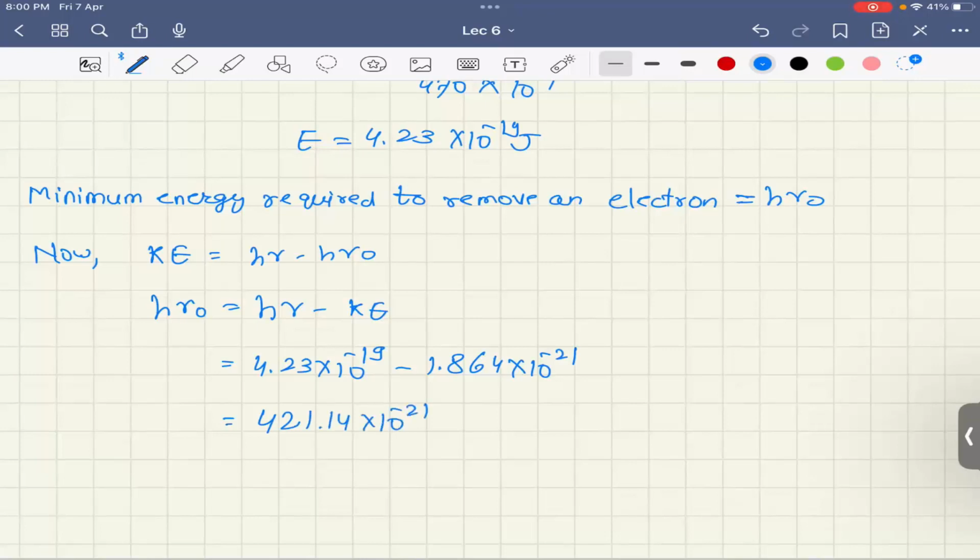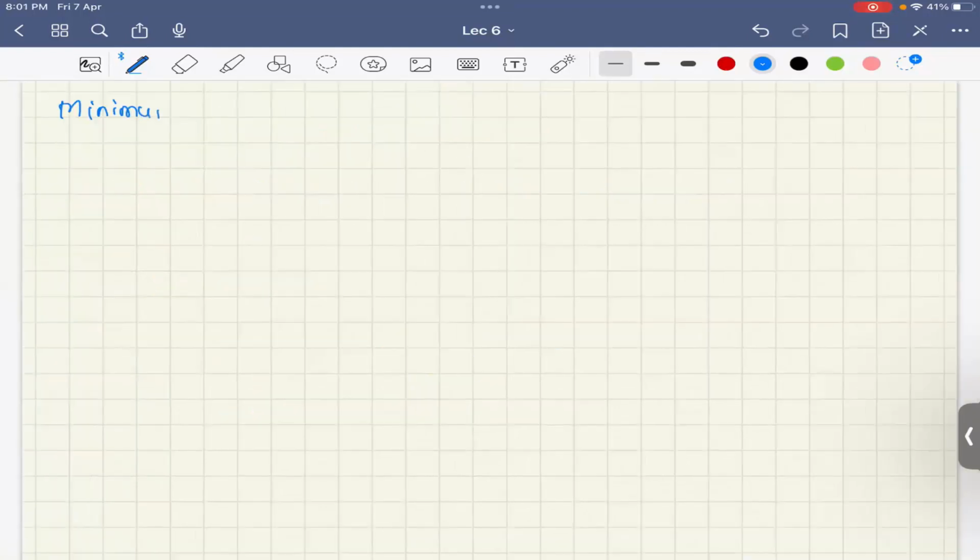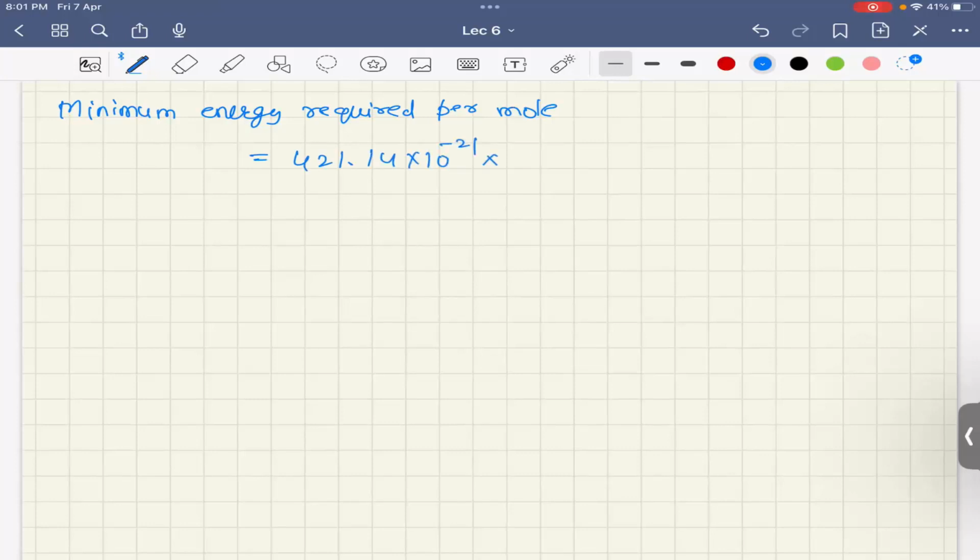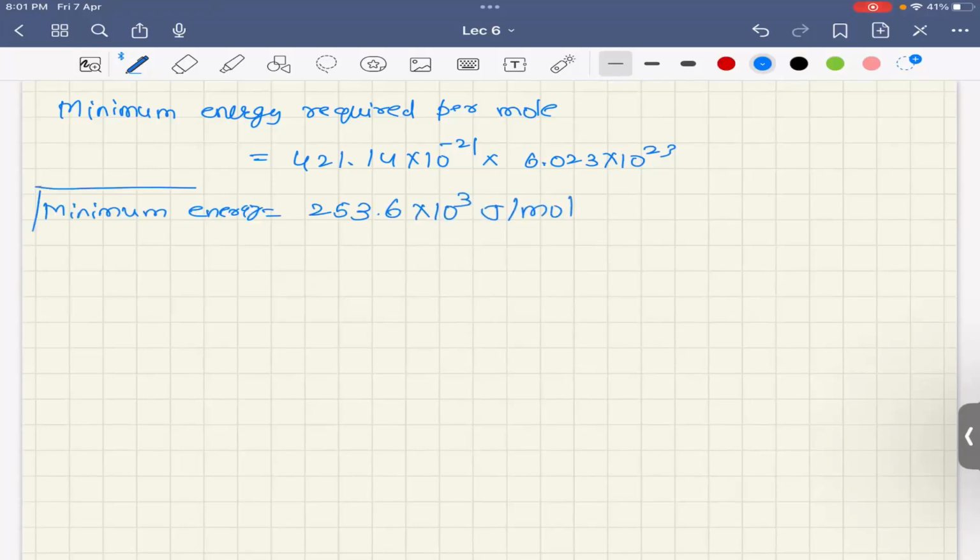421.14 × 10^-21 joule. The minimum energy required per mole is nothing but 421.14 multiplied by 10^-21 multiplied by the Avogadro number, which amounts to 253.6 × 10^3 joule per mole, right? So this is the final answer.